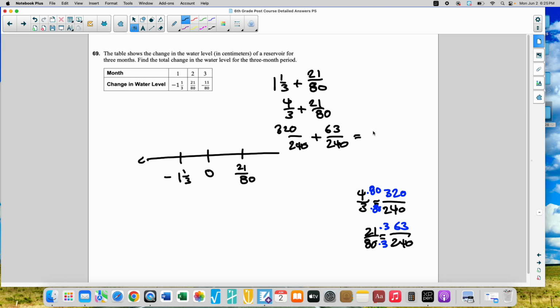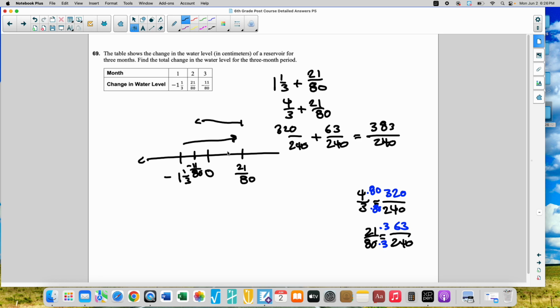And that sum is going to be 383 over 240. I'm not going to simplify it just yet because I still got one more distance. So I just went from here to here. Now I got to go back to negative 11/80. So that's going to be somewhere here, negative 11/80. So I'm here, and I got to find this distance.